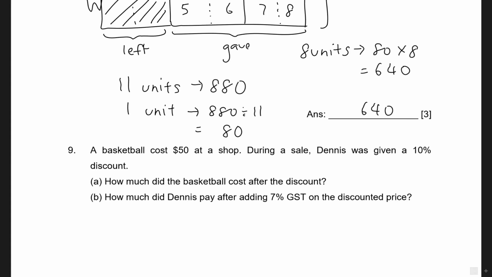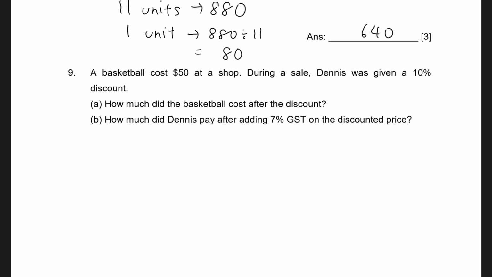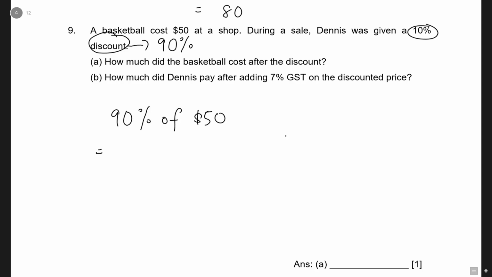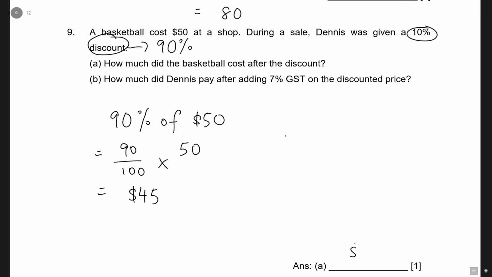Question number 9. A basketball costs $50 and Dennis was given a 10% discount. Now, if you have a 10% discount, how many percent do you end up paying? You end up paying 90%. So we want to find out how much the person is paying, because he's only going to pay 90% of the $50. Let's put it in maths again. He's going to only pay 90% of the 50. By calculator, he only needs to pay $45.